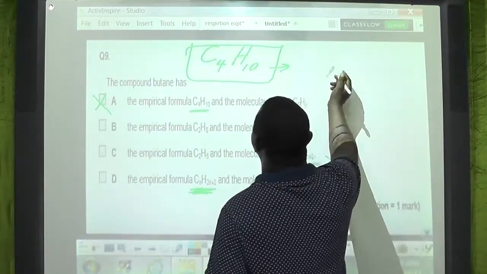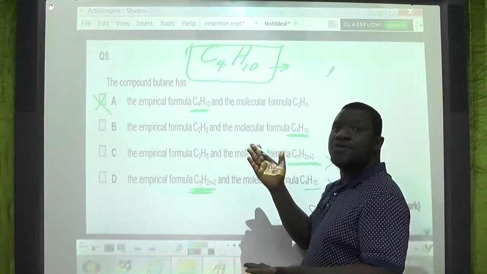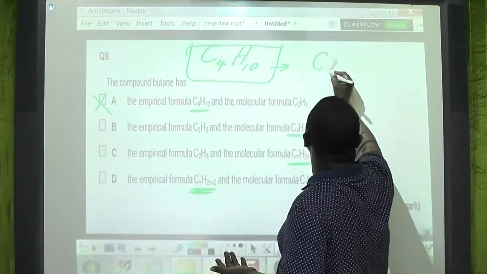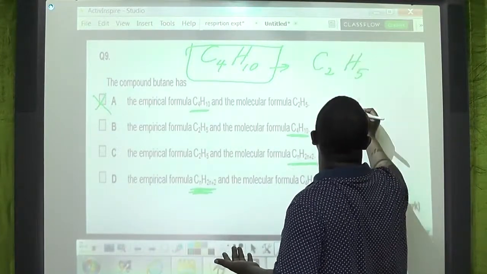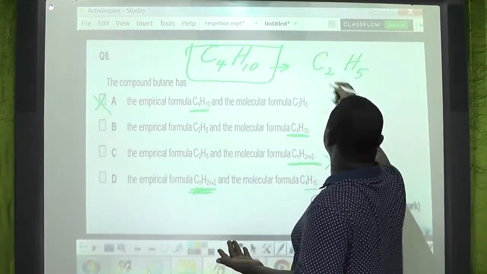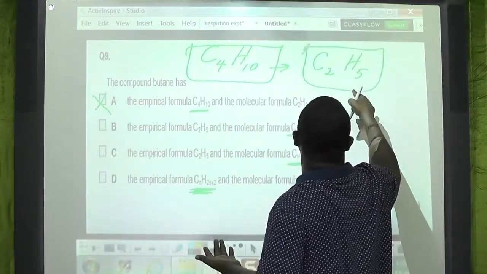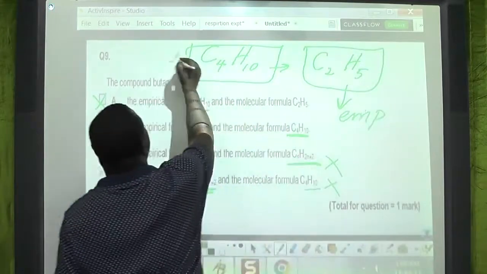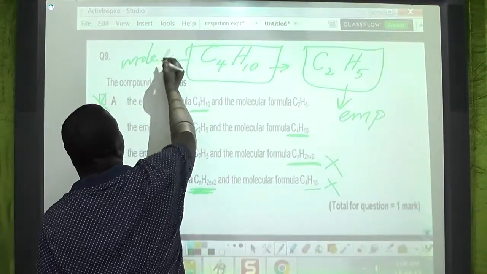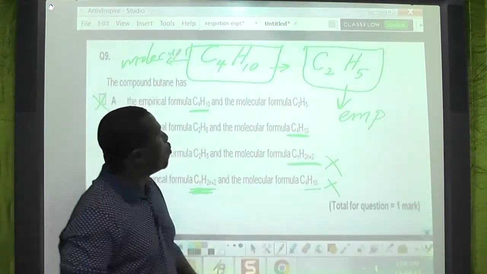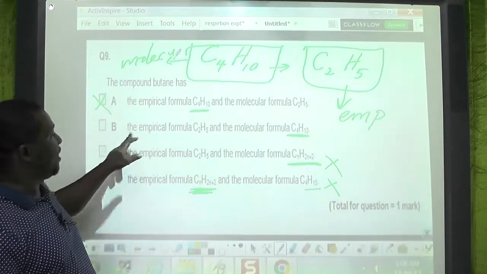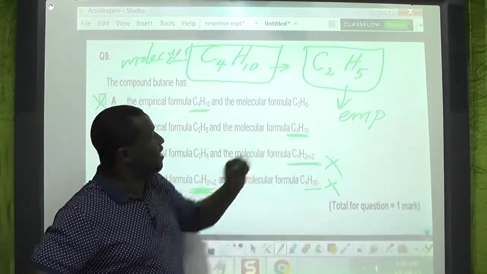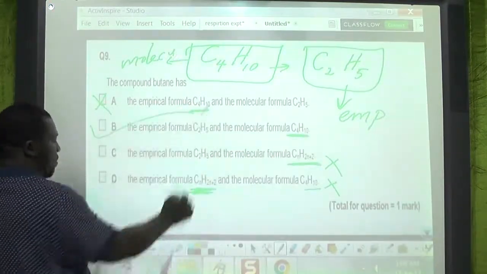What is our empirical formula now? You have the simplest formula. What can we do to this and this to bring it to the simplest? Divide by 2. We now have C2H5. Can we further divide it? No, because this one will give us a fraction or a decimal, which we don't want. This is the empirical formula, and this is the molecular formula. So our option B is correct. The empirical formula is C2H5 and the molecular formula is C4H10. So B is our correct option.